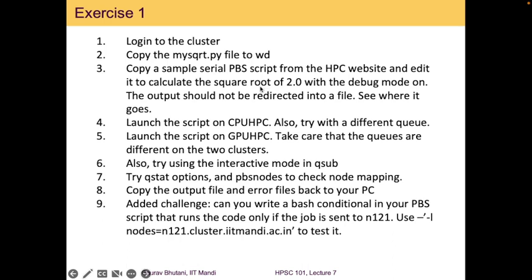What the exercise requires is to create a file called root.py, and that file should be able to call mysquareroot.py to calculate the square root of 2, and you keep the debug mode on. The output should not be redirected, so the output should be displayed in out.o. So we want the output to go into out.o, and then you launch the script using qsub on CPU HPC.